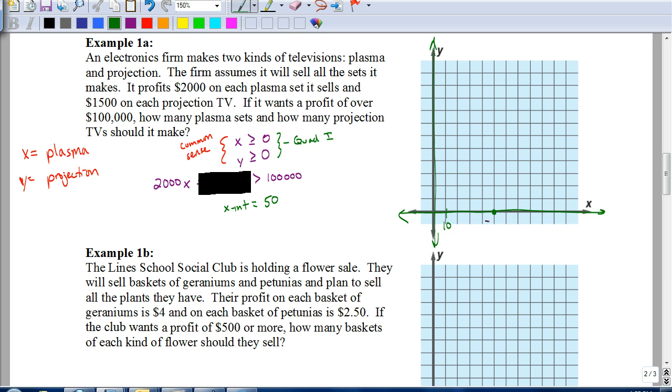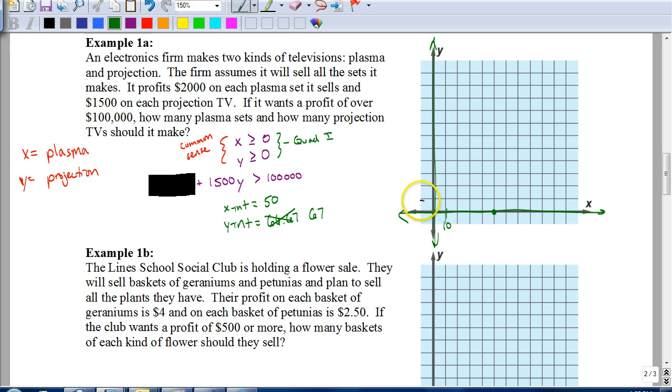That's right there. So now, to find my Y-intercept, I'm going to cover up my X because the Y-intercept is where X is 0. When I do that, 100,000 divided by 1,500 gives me 66.67. Well, we're not going to sell 66.67 TVs, so we want to round this up since we're looking to make more than 100,000. I want to round this one up, so we're going to graph this and treat this as 67.